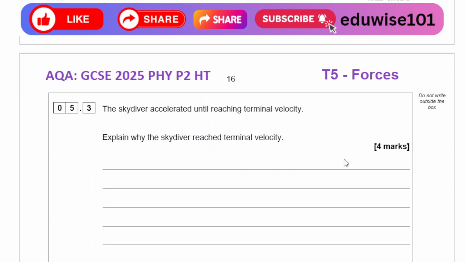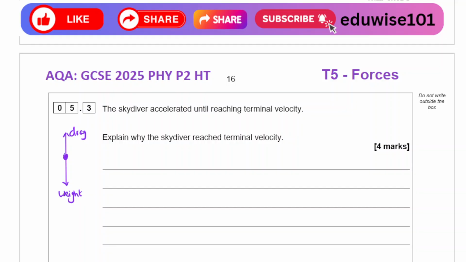The skydiver accelerated until reaching terminal velocity. Explain why the skydiver reached terminal velocity. Now, during terminal velocity, if I redraw the free body diagram, drag and weight, both these forces are acting in opposite directions and they are equal to each other. So there's no net or overall force on the skydiver.